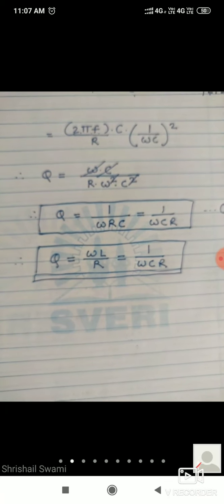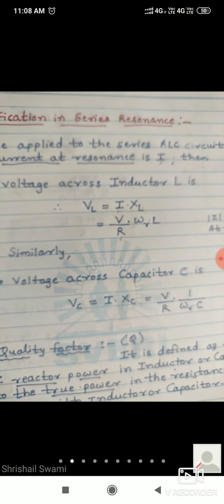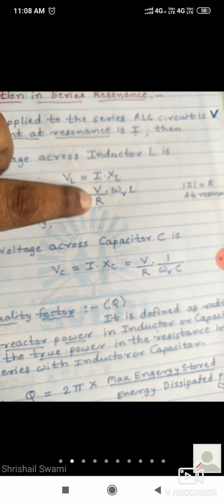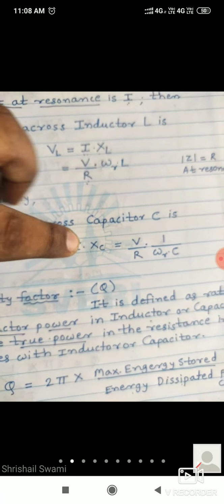Now we will move towards the magnification. Once again, we'll start from where we started. The voltage applied to the series RLC circuit: VL is nothing but V divided by R into omega R into L. The voltage across the capacitor is VC equal to I into XC, that is V divided by R into 1 upon omega R into C. So we'll start that magnification.